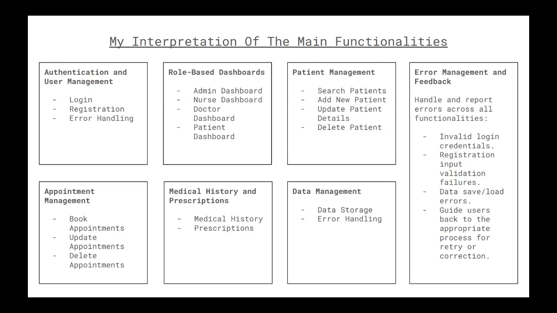So the data management, that would be the saving and loading of all the data in the JSON files, the error handling that detects and handles data load or save failures with the retry mechanisms, and the error management and feedback. So when anything goes wrong, how am I going to handle and report the errors across all the functionalities? That might be stuff like invalid login credentials, registration input validation failures, and data save and load errors, and then I have to guide the users back to the appropriate process for the retry or correction.